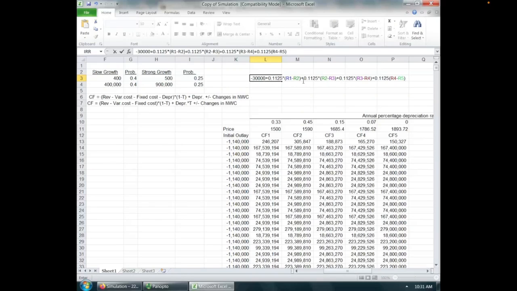This is the amount in the first year. This is the amount in the second year. This is the amount in the third year, and this is the amount in the fourth year. This is how much we invested in working capital in years 0, 1, 2, 3, and 4. And we need to recover this amount. We need to get this amount back.